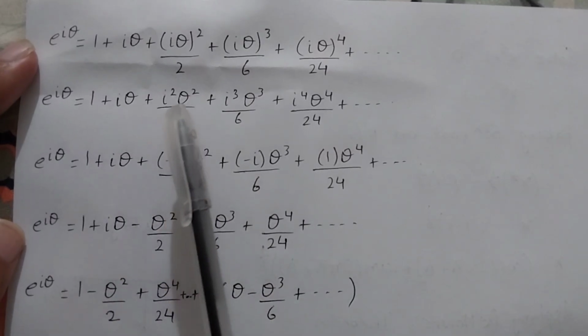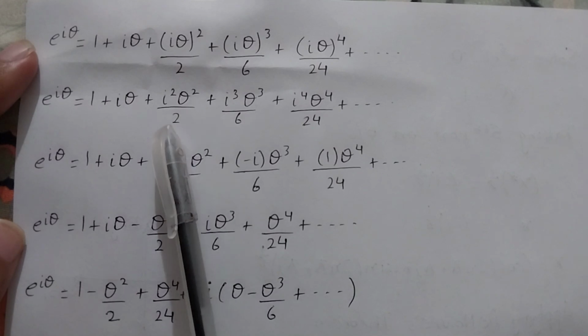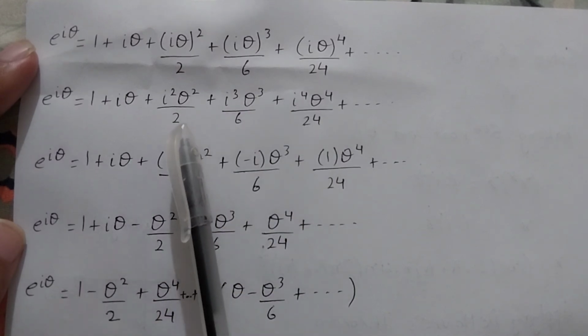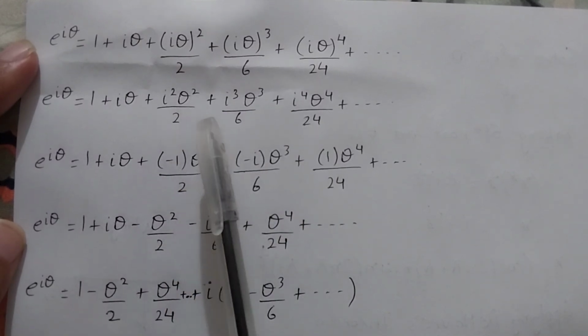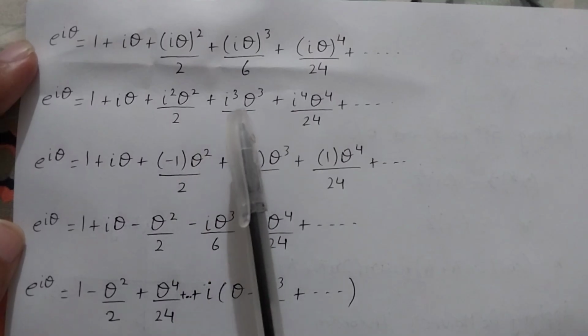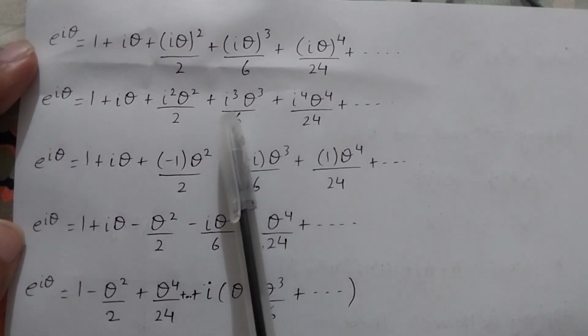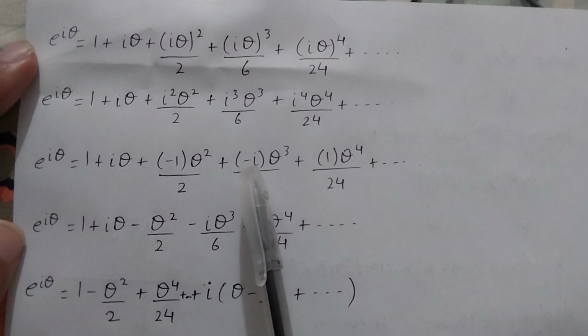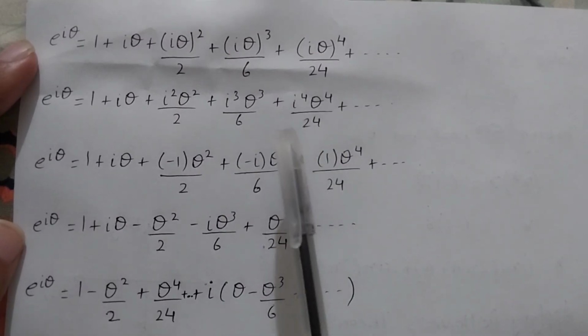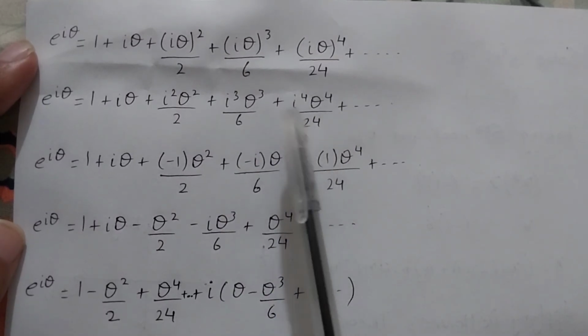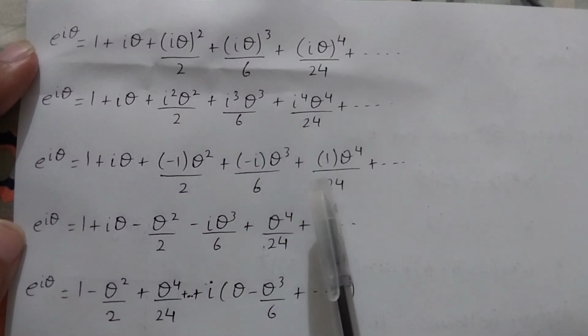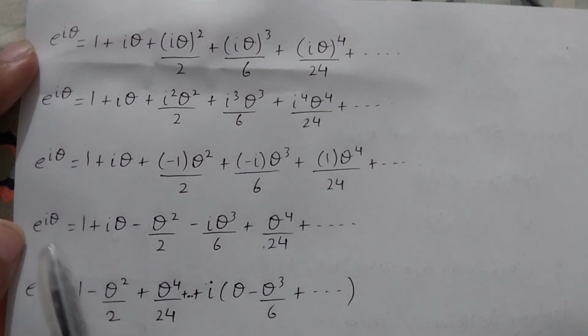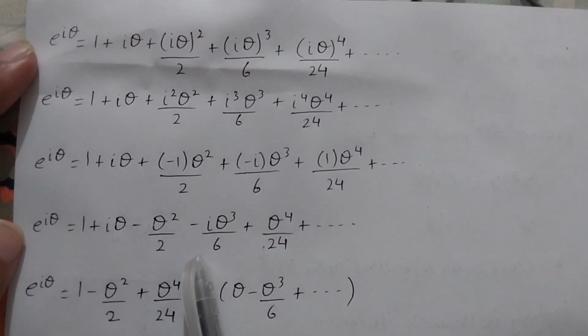And when you put values for iota square, iota cube, iota 4, iota square has value -1 because iota is equal to square root of -1. Iota cube is equal to iota square times iota, so iota square is -1, so -1 times iota is simply minus iota. Iota 4 is equal to iota square whole squared, and iota square is -1, so -1 whole squared is equal to 1. When you simplify, you end up with 1 plus iota theta minus theta square over 2 minus iota theta cube over 6 plus theta 4 over 24 up to so on.